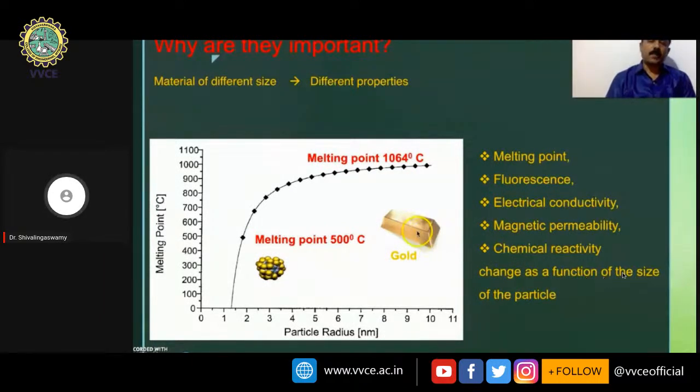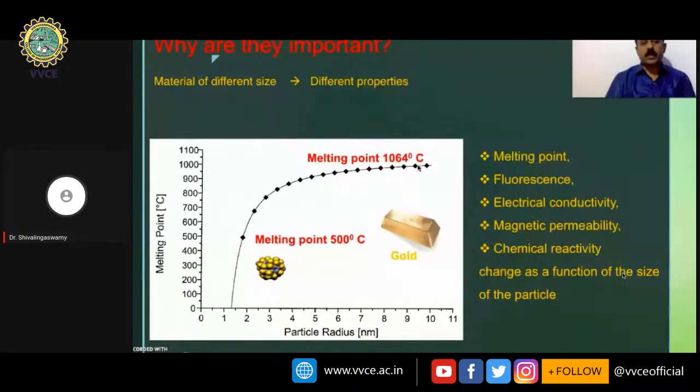For example, if you just look at gold, in the classical scale, the melting point of gold is about 1064 degrees Celsius. Gold is a precious metal, a yellow metal, and at the macroscopic scale, it has a constant melting point of about 1064 degrees Celsius. But when you go towards nano, from the graph you can see that if you start from 2 to 10 nanometer, the melting point varies almost from 500 degrees Celsius to a maximum value. And then later it saturates.